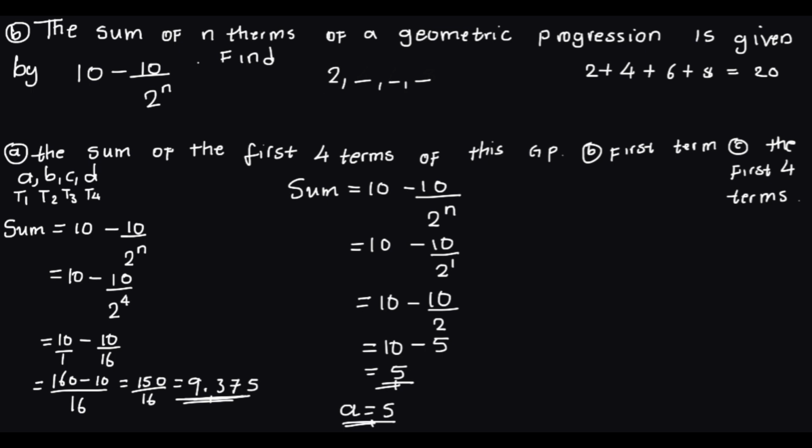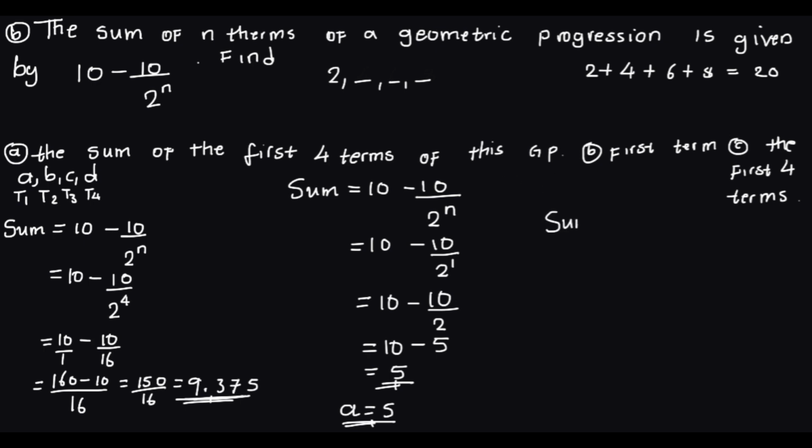Now for question C, the first 4 terms. Now for us to find the first 4 terms, we have found the first term, which is 5. So we are just remaining with the second, third and the fourth term. So what are we going to do is, okay, let's think. If we have the first term, what if we find the second term? If we have the second term, that second term may help us to find the common ratio. And if we have the common ratio, we can find the other remaining terms. Okay, so let's find the sum of 2 terms.